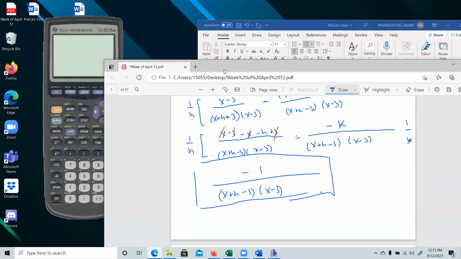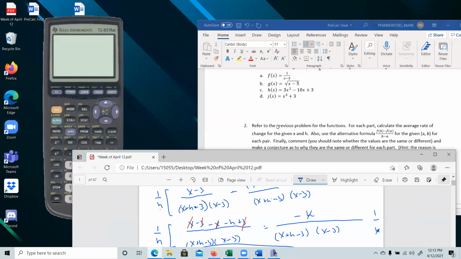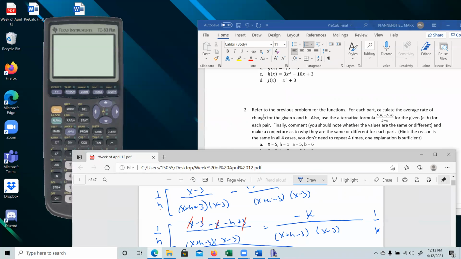Okay, I'm going to jump into 2a here. It says, refer to the previous problem for the functions. For each part, calculate the average rate of change for the given x and the h. Also, use the alternative formula, f of b minus f of a divided by b minus a, difference of y divided by difference of x, slope, for a given a and b for each pair. Finally, comment. You should be able to note whether or not the values are the same or different, and make a conjecture as to why they are the same or different for each part. And if the reason is the same for all 4 cases, you don't need to repeat yourself.